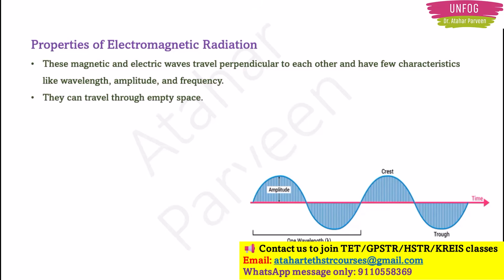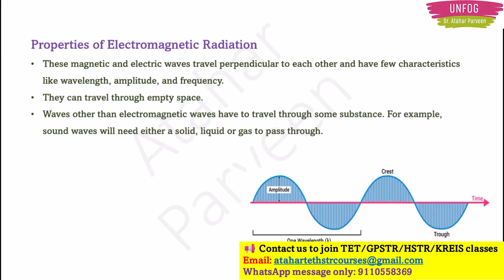Then another important property of these electromagnetic radiations is that they can travel through empty space. Why are we mentioning empty space particularly here? Because there are many waves which do require a medium. For example, sound waves cannot travel in empty space or vacuum. They need some medium, okay?